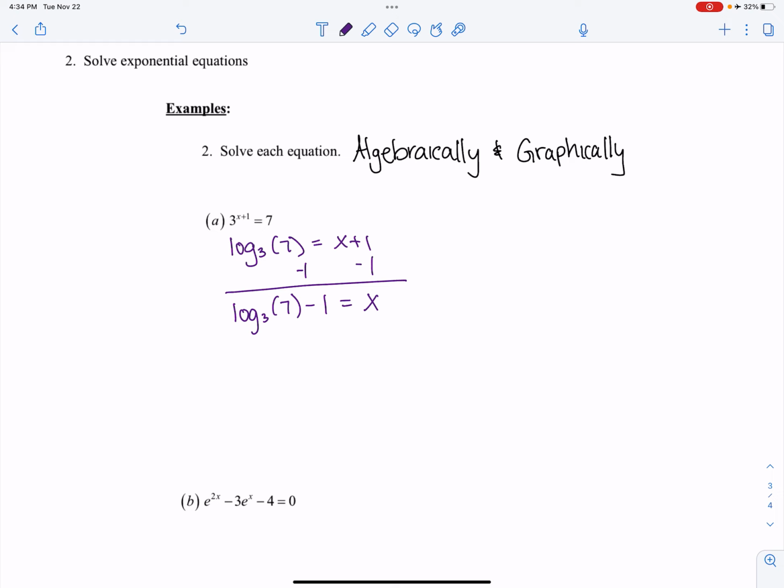We can put this in our calculator because log base 3 of 7 is something we can use the change of base formula with. Log 7 over log 3 minus 1. And if you throw that through your calculator, it should be giving you approximately 0.77124, maybe?